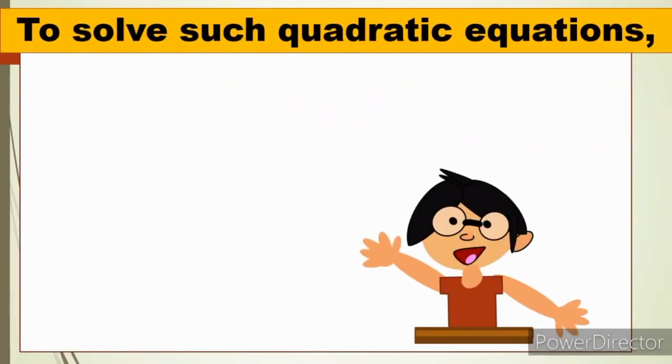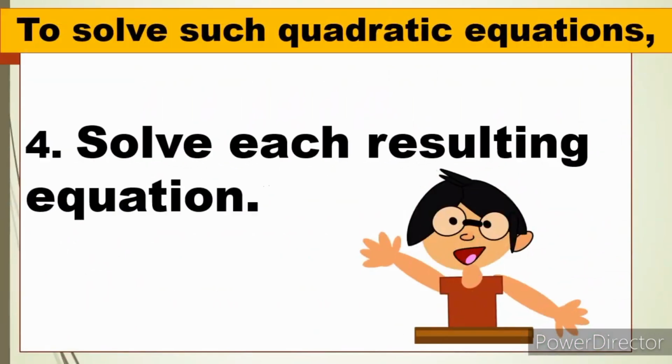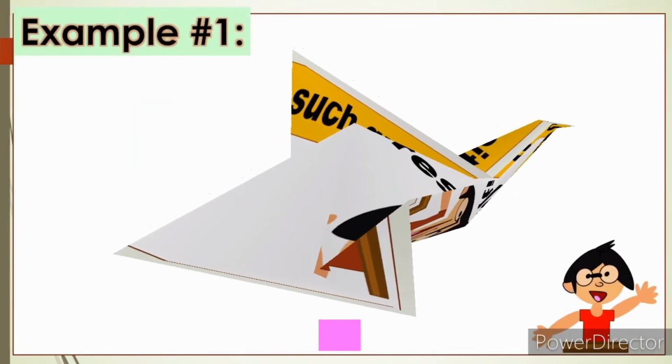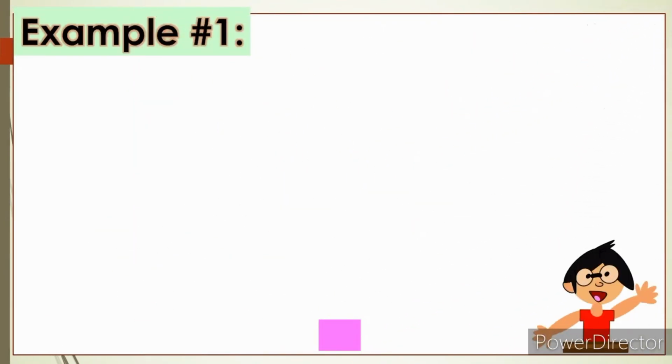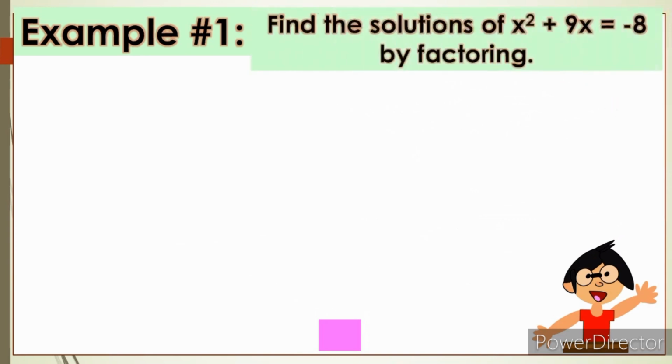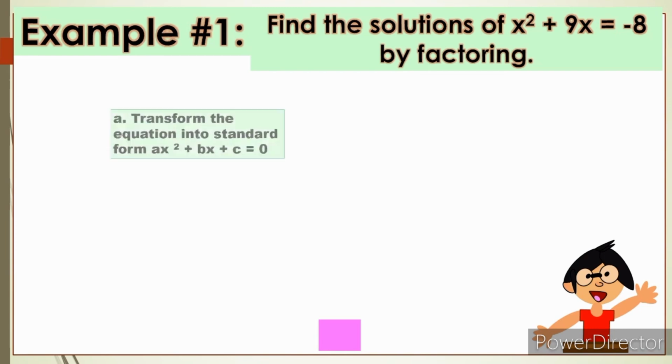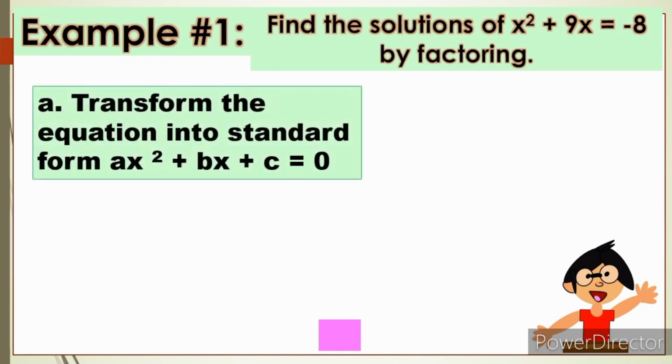Okay, so next, let's have another step to solve quadratic equations. For number 4, solve each resulting equation. Okay, so now we have example number 1. Find the solutions of x squared plus 9x equal to negative 8 by factoring. Okay, so this is the first step. You have to transform the equation into a standard form, the ax squared plus bx plus c equals 0.